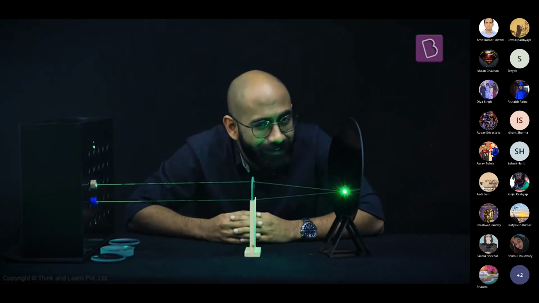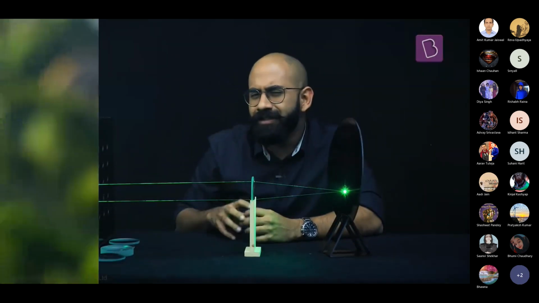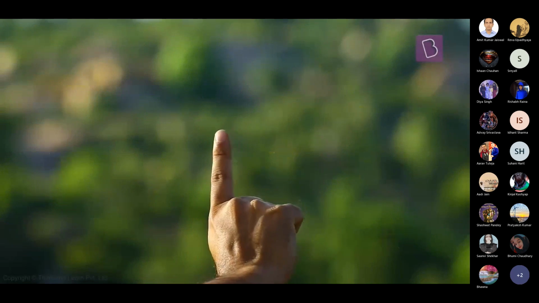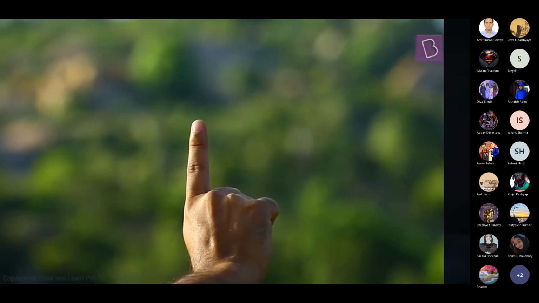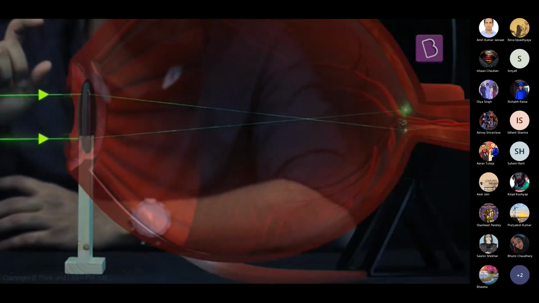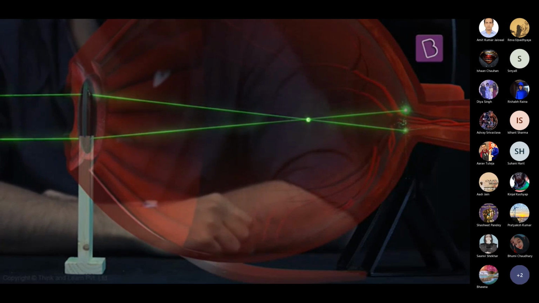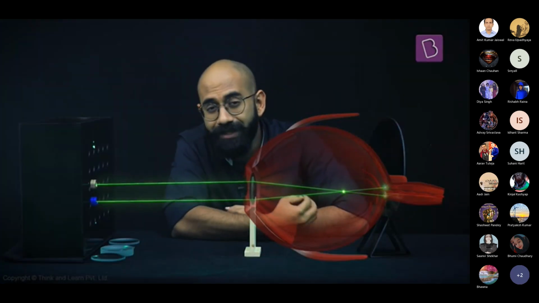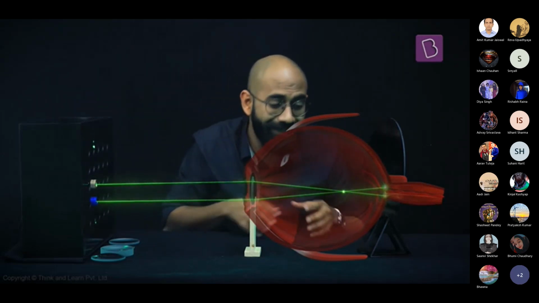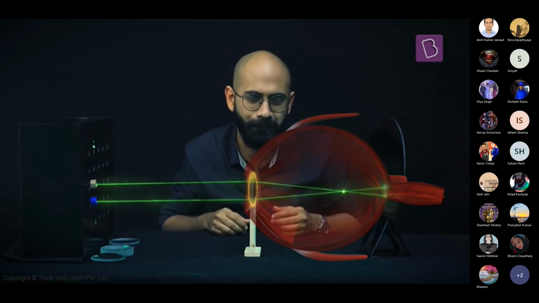And the most common defect is called nearsightedness or myopia. In this case, the person can see objects that are close by clearly, but far away objects appear blurry to them. When this person looks at objects that are far off, those rays get converged to a point in front of the retina, like this. And therefore, he ends up seeing a blurry image. Now, this can happen for a variety of reasons. Maybe the eyeball itself is too large, or there's some kind of issue with the eye lens.